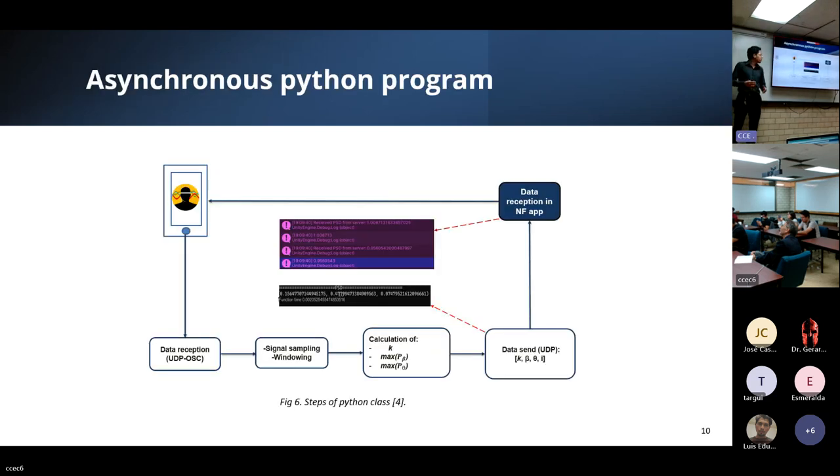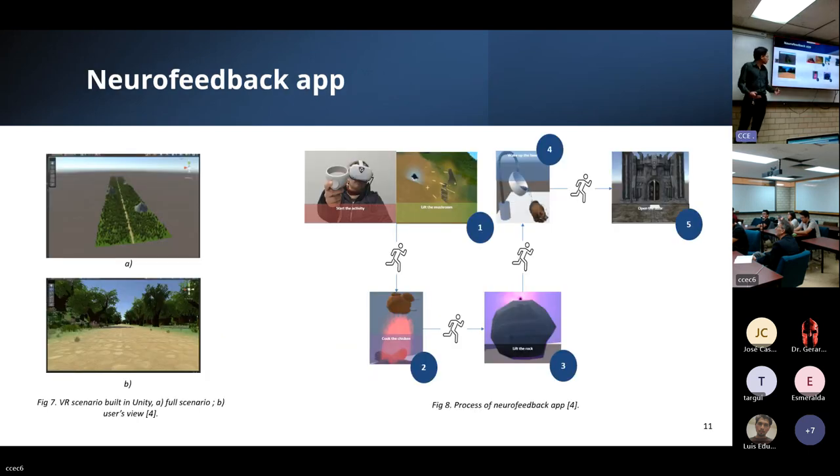Okay, so the Python program works asynchronously, because first of all it receives the data, then stops the reception, and as I said, this Python program makes the calculation to obtain the coefficient. And then this data is sent to the neurofeedback app with the maximum spectral density from beta and theta. And well, the way the neurofeedback app works is that it has a woods environment, and within this environment are located five activities, and each activity is designed to provide the user visual feedback.